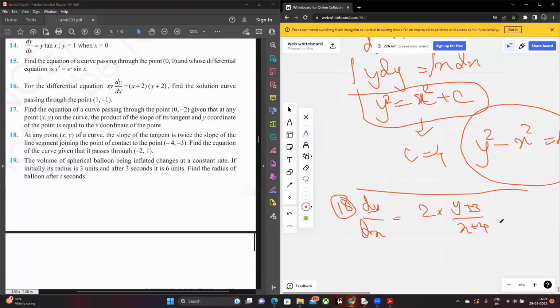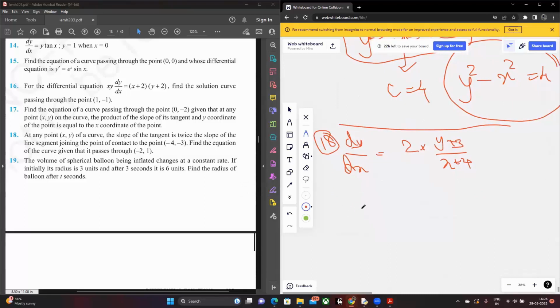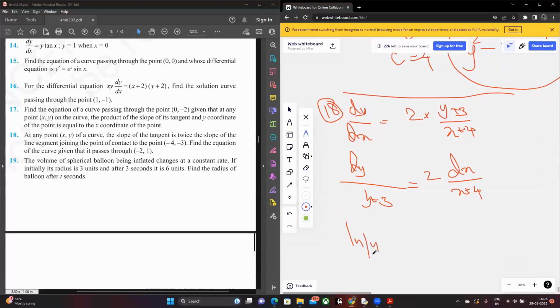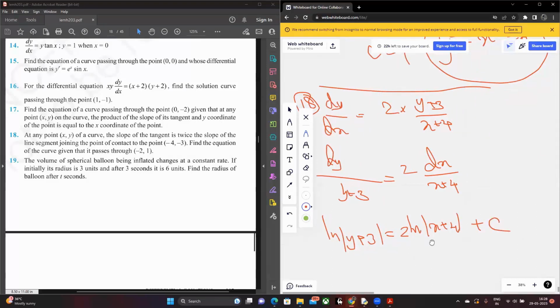Cool. That is simple again, right? This is basically dy by (y plus 3) equals 2 dx by (x plus 4). Again, very elementary. It's ln|y plus 3| equaling 2 ln|x plus 4| plus c, right?